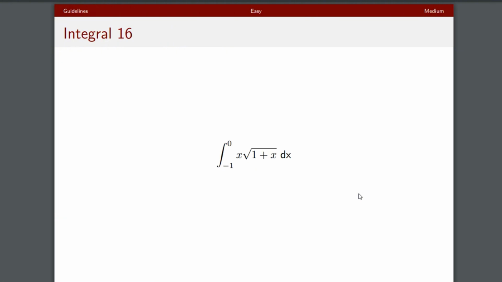What is this? Why would they give such an integral? Why would they give such an integral? Why? Is it x plus 1, x plus 2? It was x plus 1. Okay.